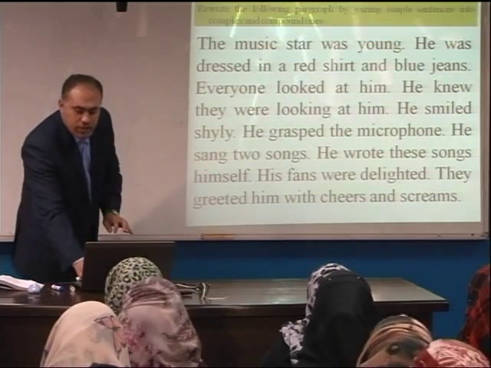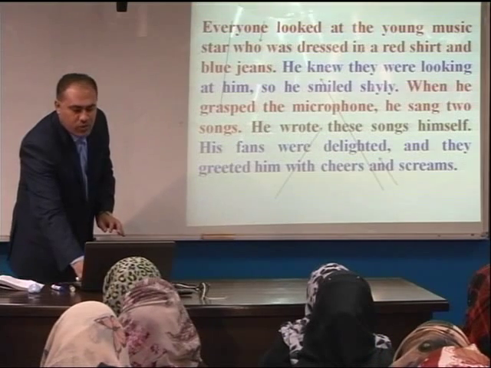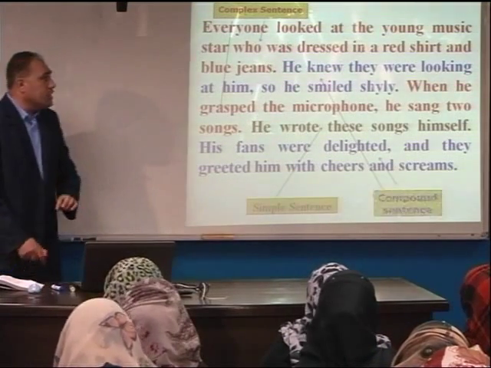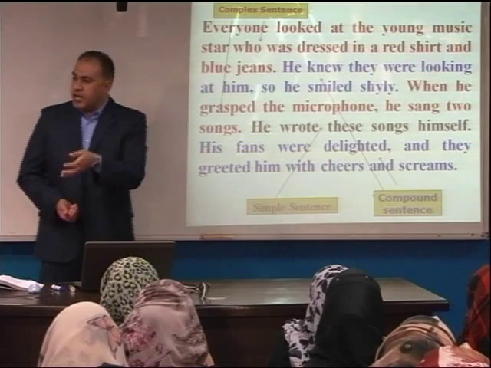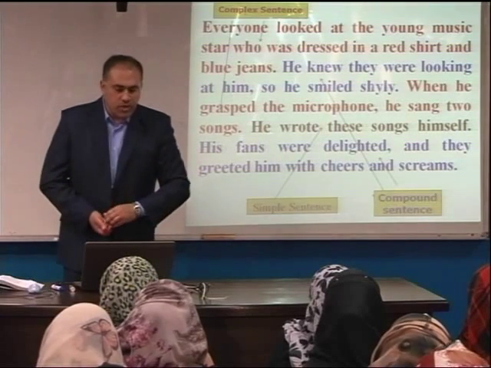Let's see how I join this paragraph in this way. Everyone looked at the young music star who was dressed in a red shirt and blue jeans. This is a complex sentence. We use who as a dependent clause, all right? He knew they were looking at him, so he smiled shyly. This is a compound sentence, okay?